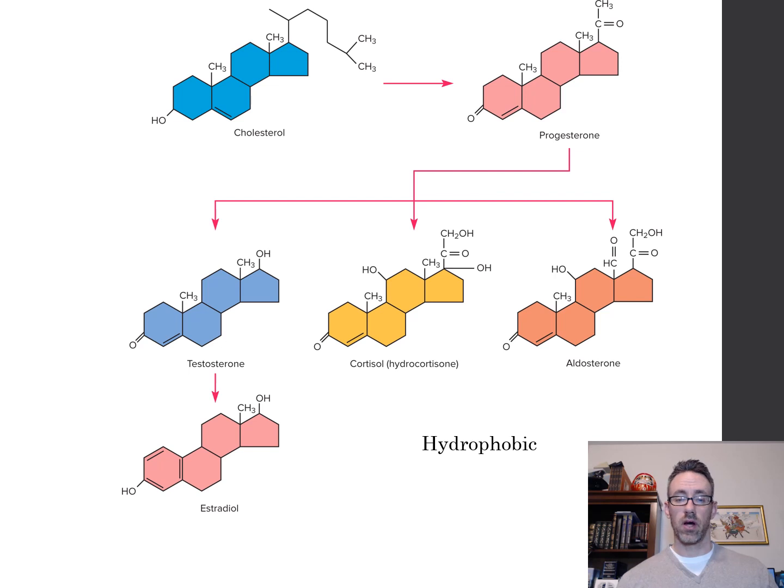Here's an example of the hydrophobic pathway. You can see here's cholesterol, which is the precursor for all the steroids. We can convert that into progesterone, which is the next precursor. Then we'll have several enzymes, which we'll talk about in a different lecture, and those enzymes will convert them into things like testosterone, cortisol, and aldosterone.